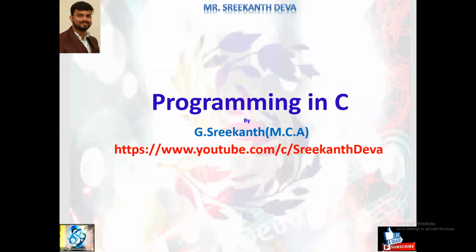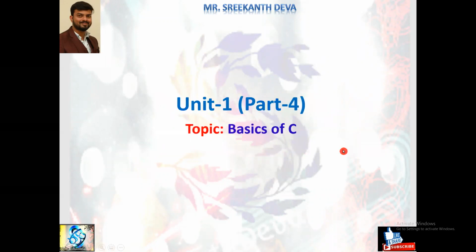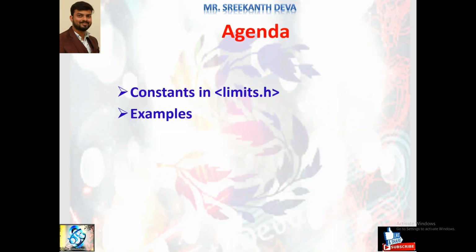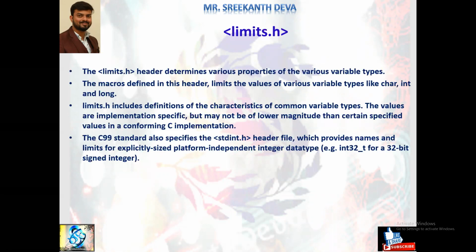We are discussing programming in C language. The topic is about basics of C programming language. The agenda of the session is about constants in limits.h header file with suitable examples. Limits.h header determines various properties of the various variable types. The macros defined in this header limit the value of various variable types like char type, int type, and long type. Limits.h includes definition of the characteristics of common variable types.